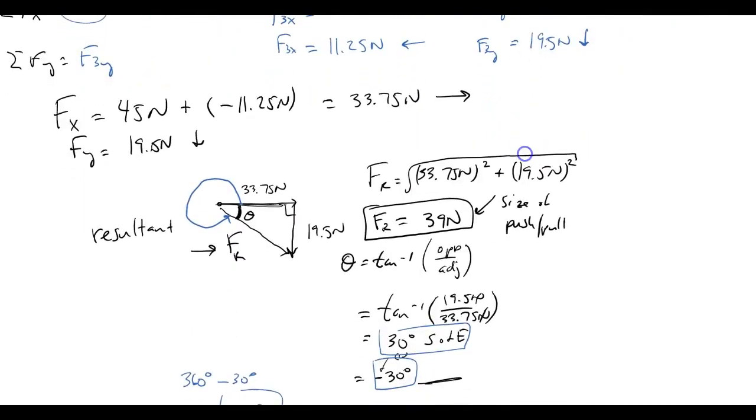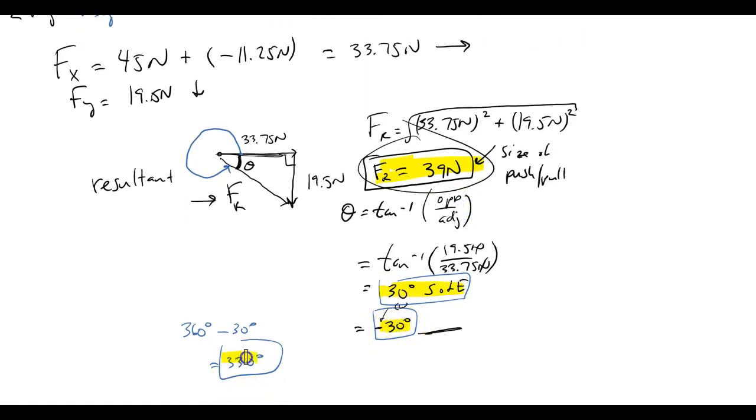If you take a look, there's my magnitude. That's right there. There's my magnitude. Bam, right there. And then my angle is 30 degrees south of east, or negative 30 degrees, or 330 degrees. So in vector notation, the resultant force is 39 newtons, that's the magnitude, at 30 degrees south of east. And that's my final answer.